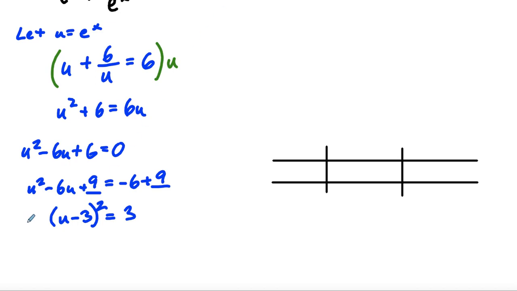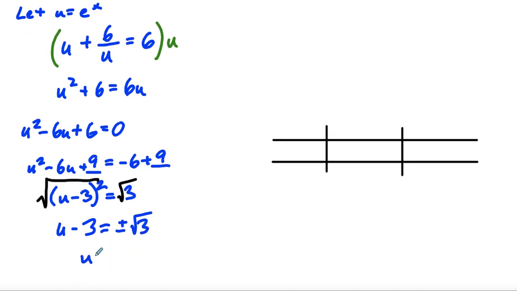Now remember, the whole point of completing the square is to take the square root of both sides. And when we do that, we get u minus 3 equals plus or minus square root of 3. So u equals 3 plus or minus square root of 3.